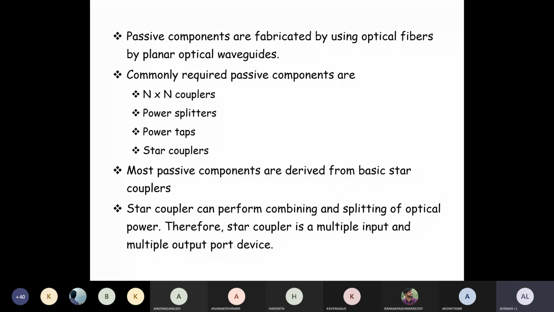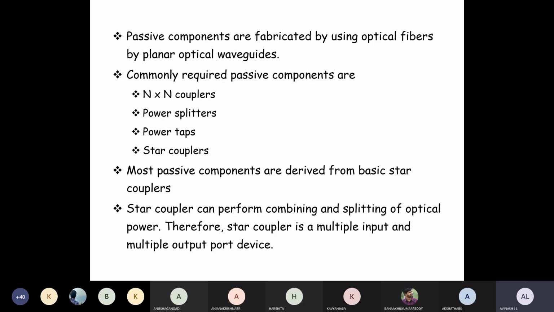A star coupler can perform combining and splitting of optical power. Therefore, a star coupler is a multiple input and multiple output port device. The passive components are basically used to combine or split the power, and the star coupler will do that. Splitting and combining of optical power can be done, and it is a multiple input and multiple output port device.